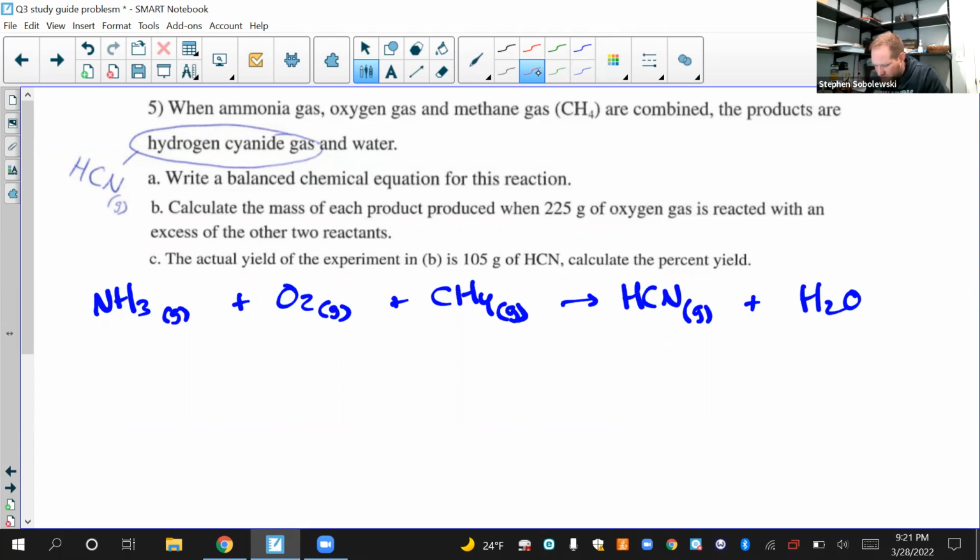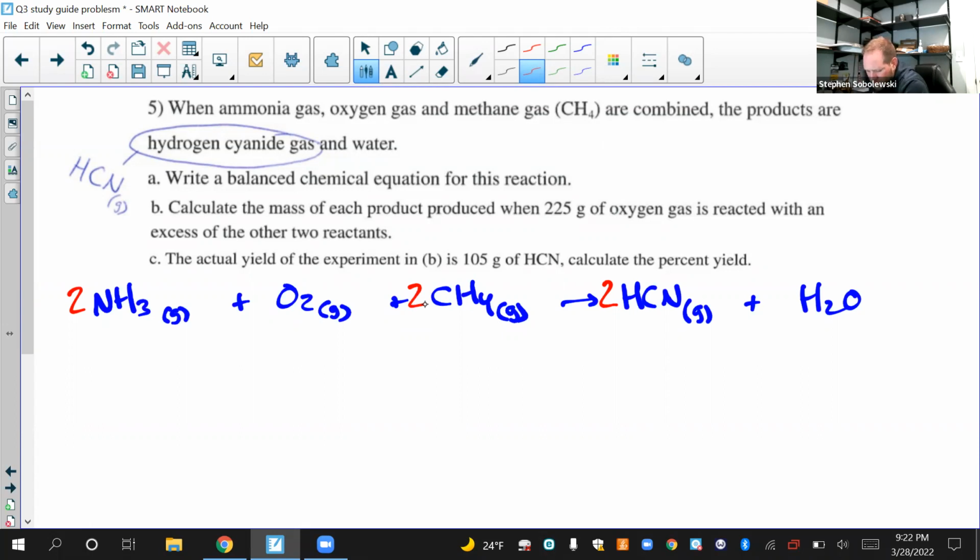My H's, I see 7 of them on the left and 3 on the right. I'm going to start with a 2 here just to get me out of odd territory. I'm going to put a 2 there. By putting a 2 there, I need to put a 2 here to fix my N's. And I need to put a 2 here to fix my C's. So my N's are good, my C's are good.